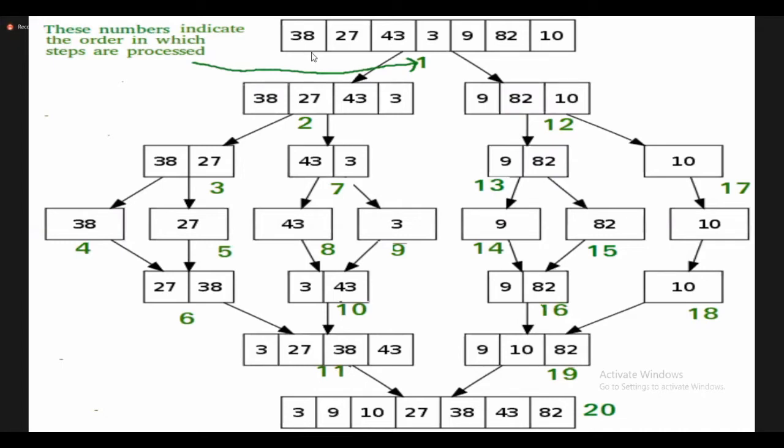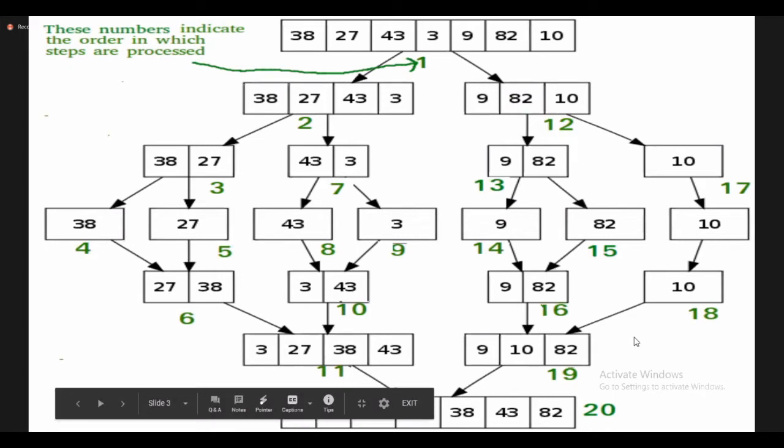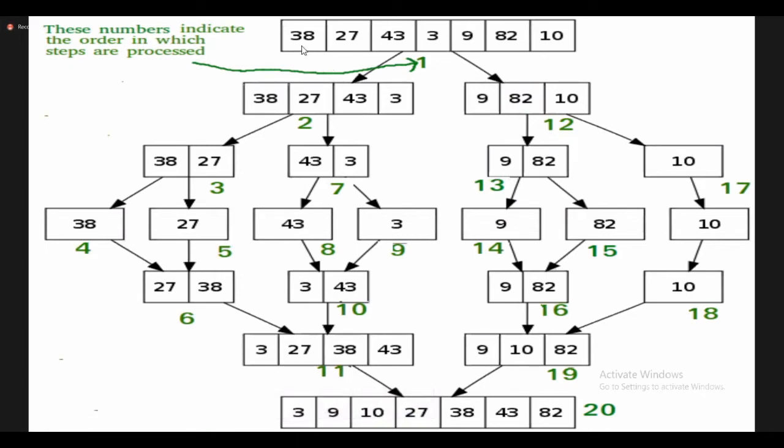So 0 plus size minus 1 by 2. What is it in this example? The first index is 0, the last one is 6. So 0 plus 6 by 2. What is the integer value? 6 by 2 integer value 3. So you divide, the first part is 0 to that 0 plus 6 by 2 value, which is called the mid value.